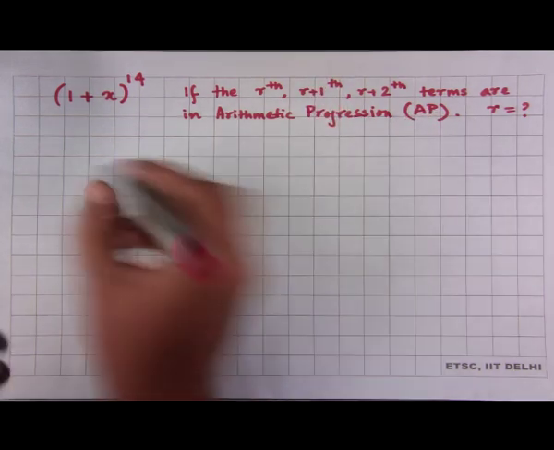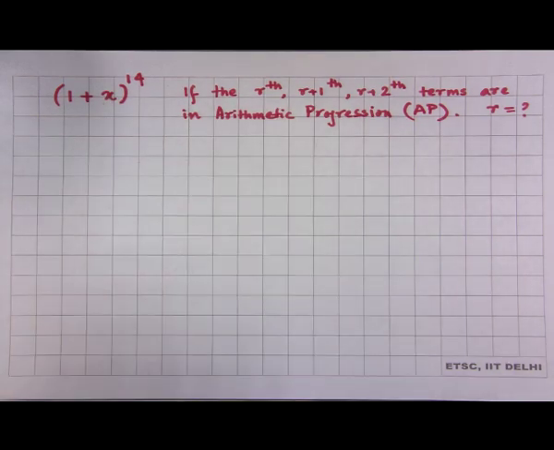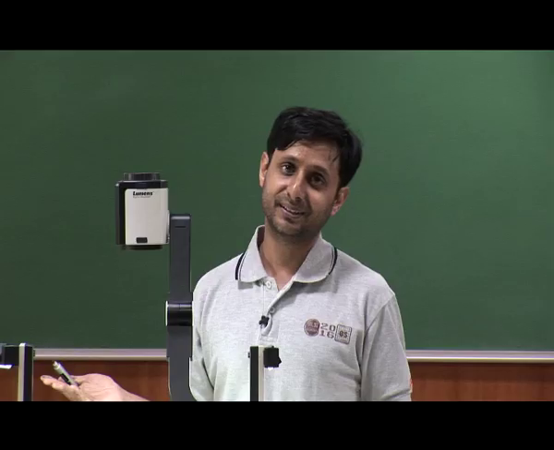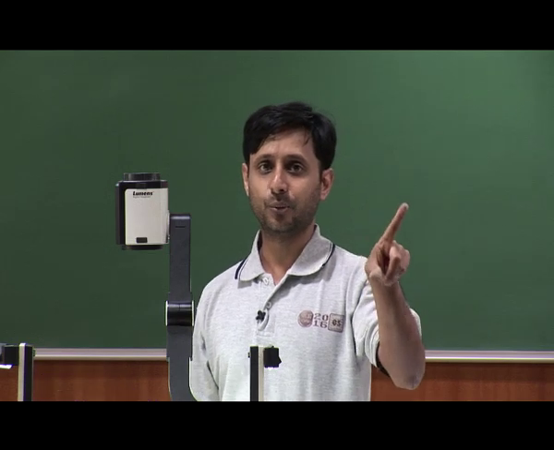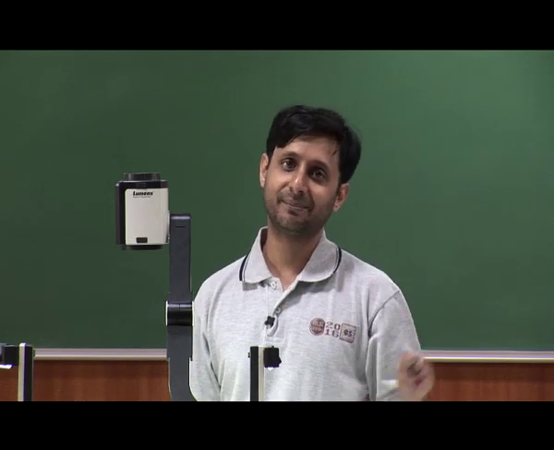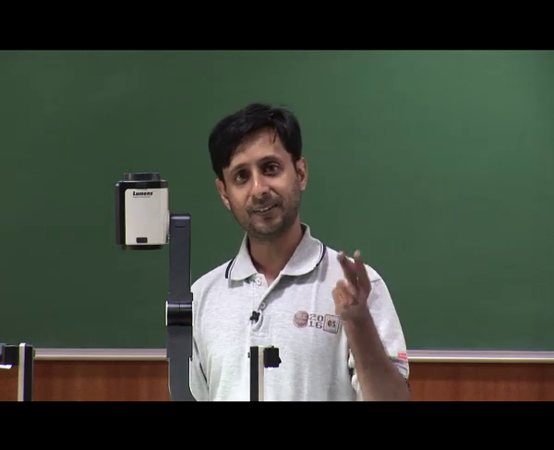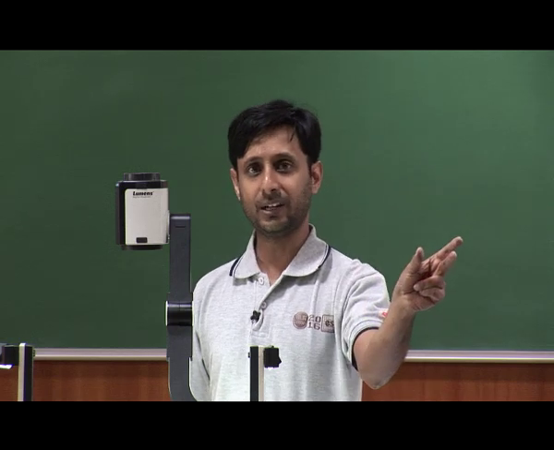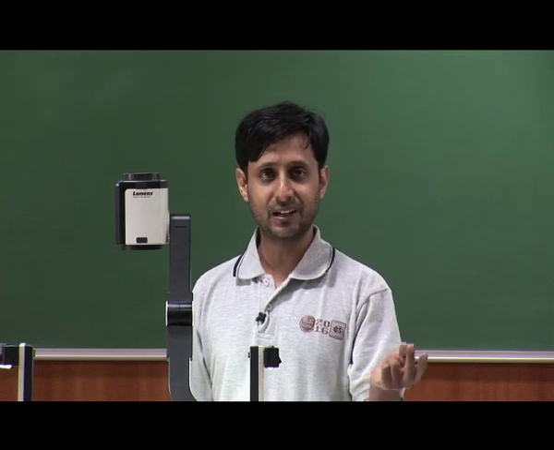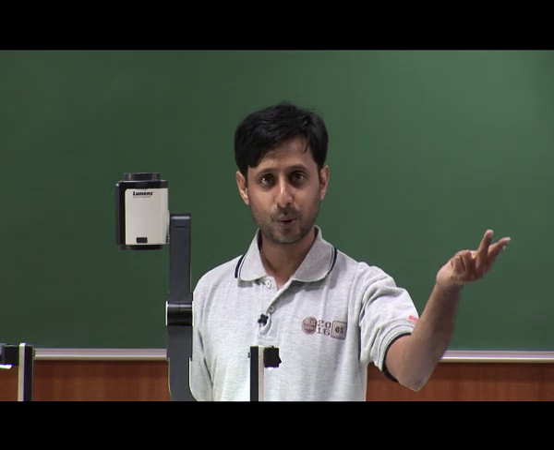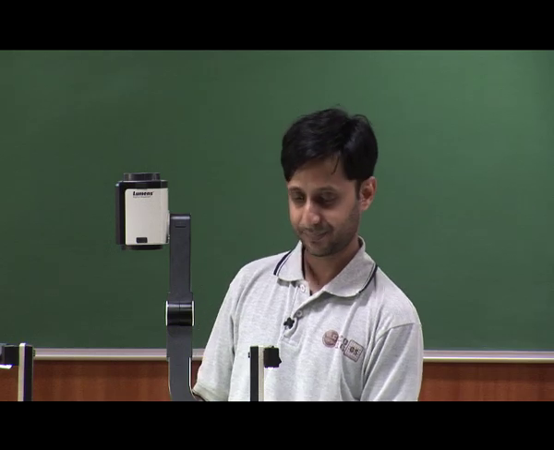So, what is the rth term? What is the first term? The first term is 1, right. You choose all 14 ones, no x's, that gives you the first term. The second term is you choose 13 ones and 1 x. The third term is you choose 12 ones and 2 x's, right.